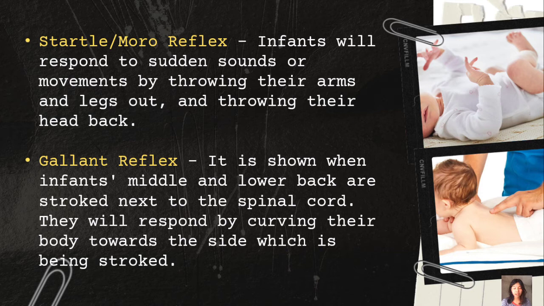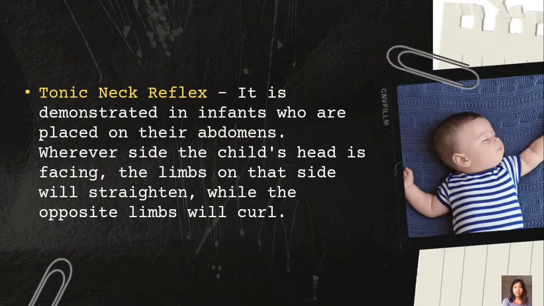The gallant reflex. It is shown when the middle and the lower backs of infants are stroked adjacent to the spinal cord. They will curve their bodies towards the side that is being stroked in response. Gallant reflex aids in the development of range of motions in the baby's hip, preparing them to crawl and ultimately walk. Lastly, the tonic neck reflex.